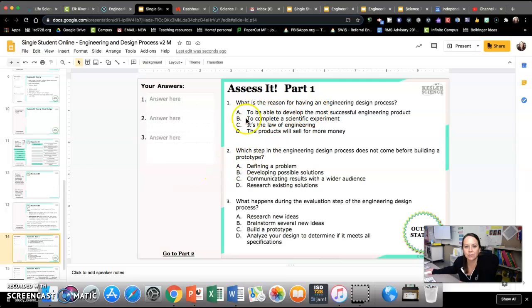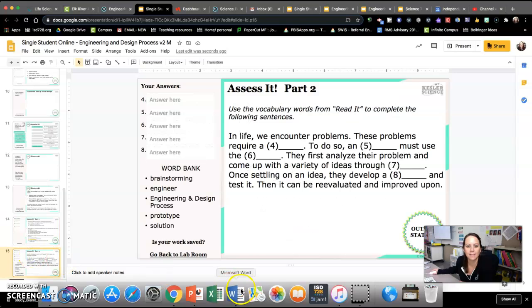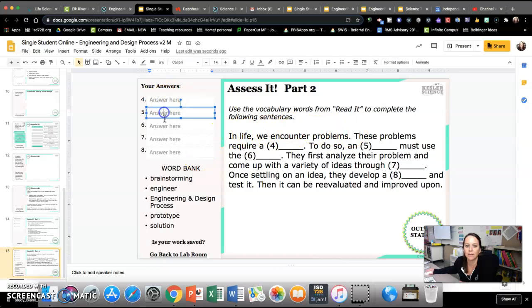Assess It. You're answering the questions and writing the letter of the correct answer in there. And Assess It Part 2. It says use the vocabulary words from Read It to complete the following sentences. So here are the vocabulary words. You're going to read through here and type the correct answers where you think they go. And it will be these 5 words. Okay. When you're finished, submit your assignment.